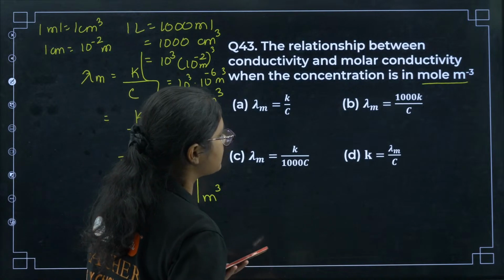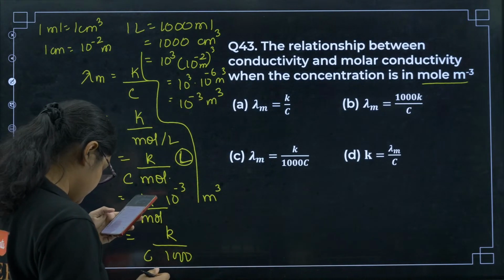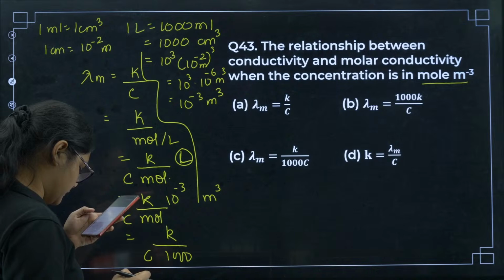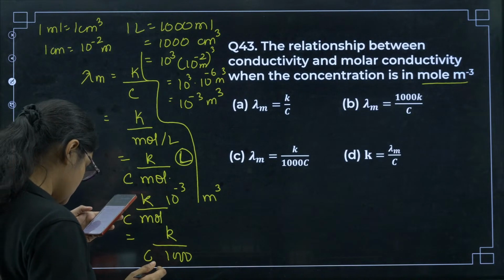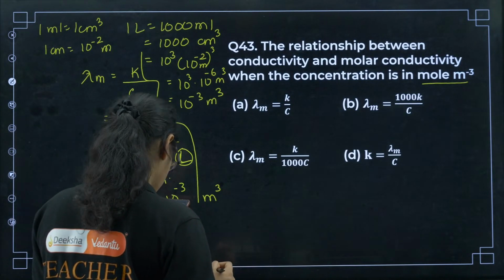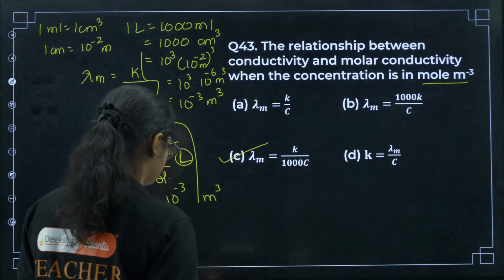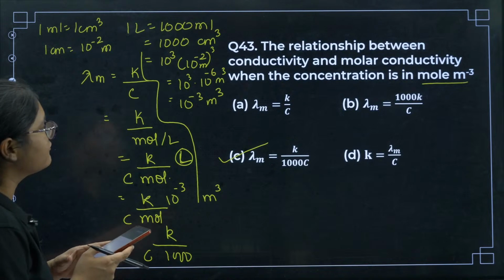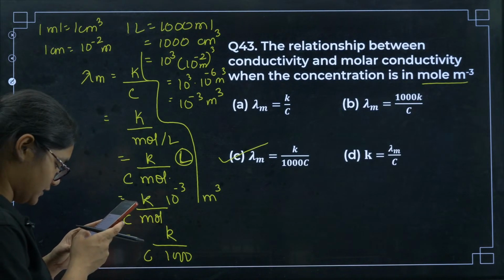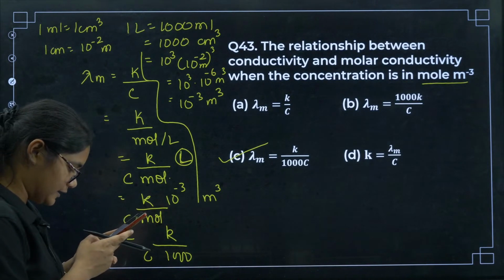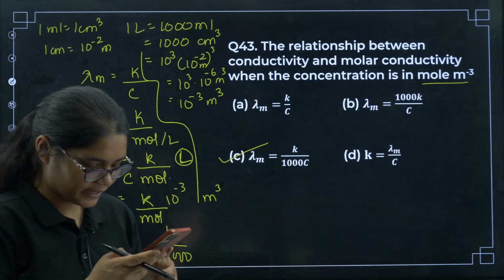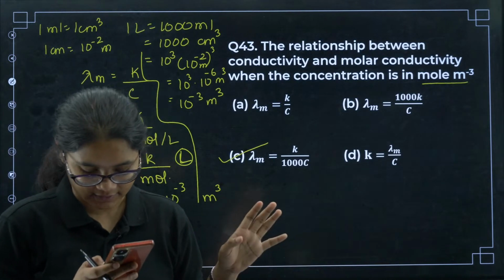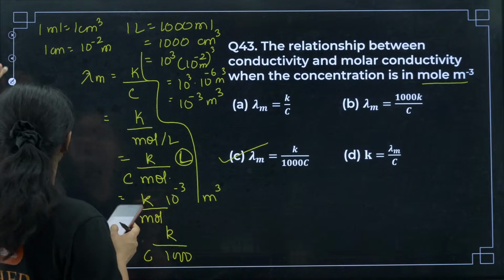So which one will be the answer here? Let me see. 43 is your C, option number C here. Yes. The specific conductance is conductivity. Okay, 43C is the correct answer.